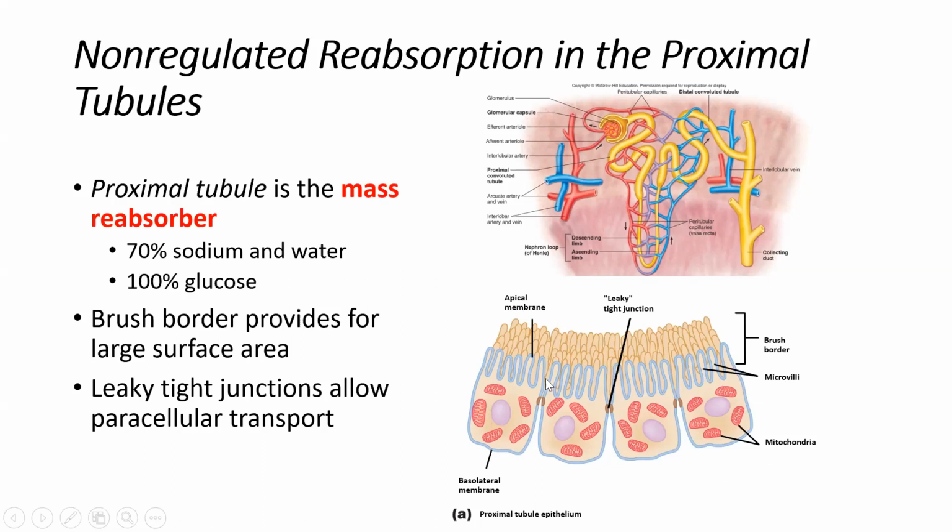And this happens via this structure that's called the brush border. So the brush border is this highly folded membrane of the apical surface of these epithelial cells of the proximal convoluted tubule. That was a lot of terms.